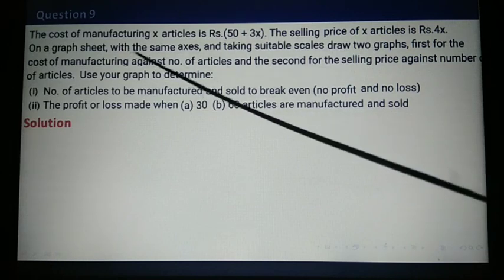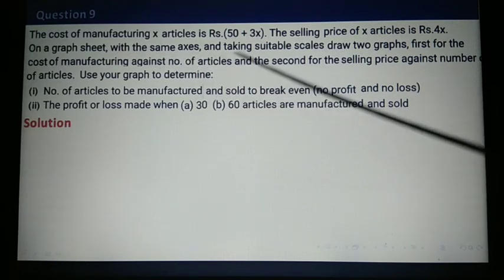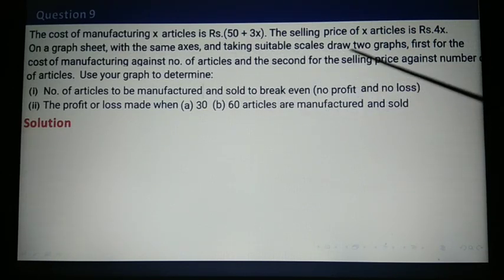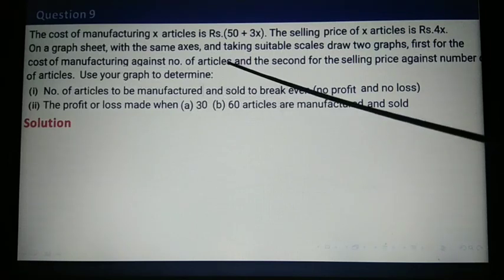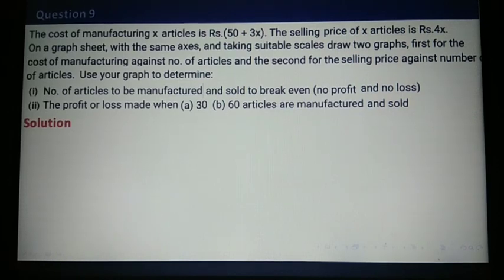Now on the graph paper with the same axis, taking suitable X scales, draw 2 graphs: the first for the cost of manufacturing against the number of articles. So basically what the question is saying is, here they have not mentioned anything about Y. So you have to consider 2 cases. In one case, your cost price is going to be your Y, and in another case, your selling price is going to be Y.